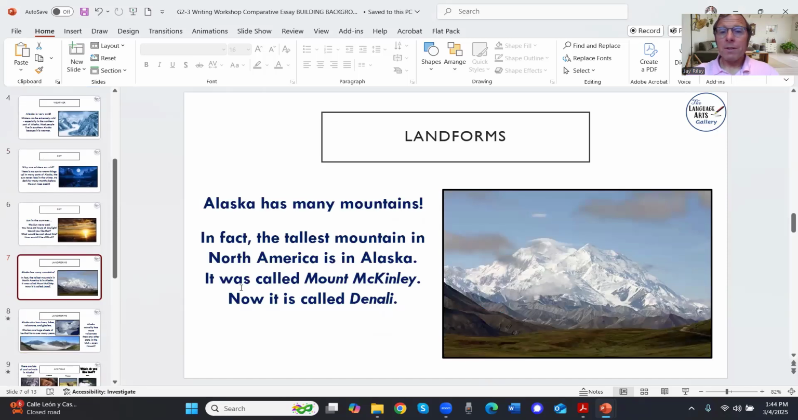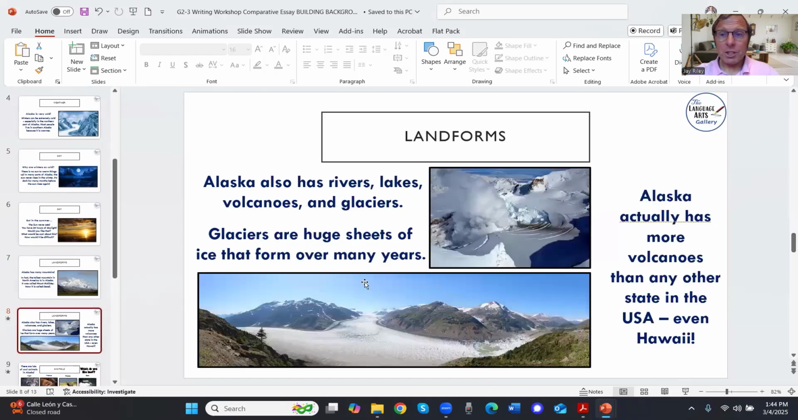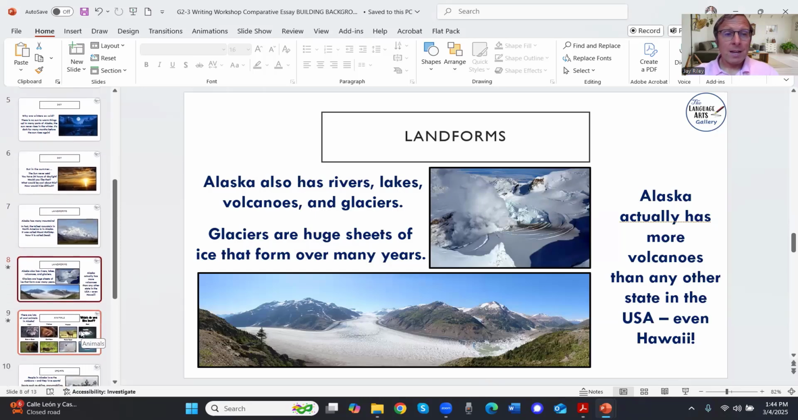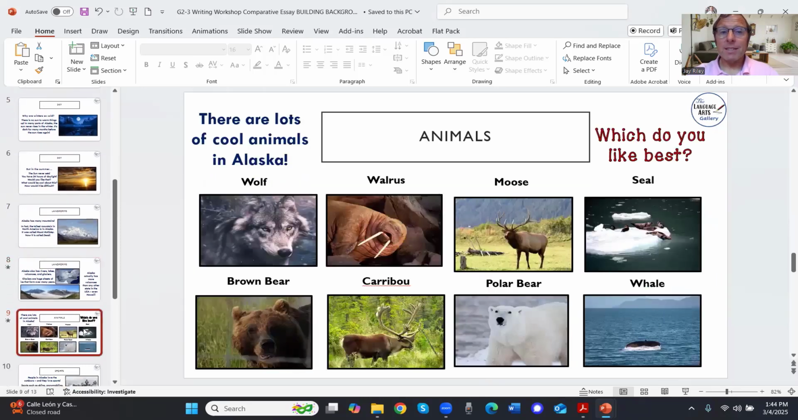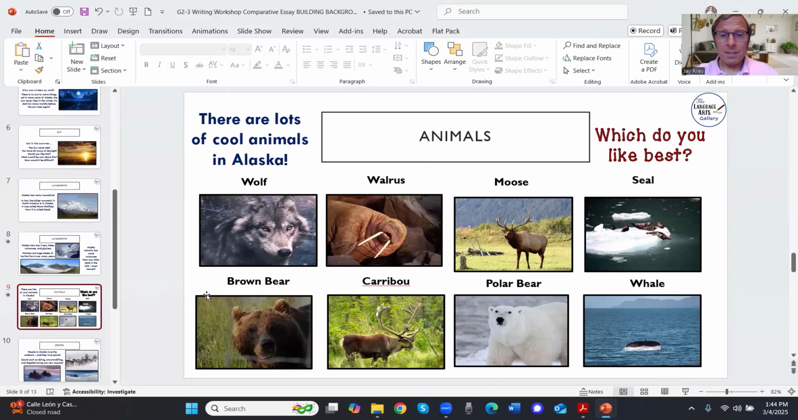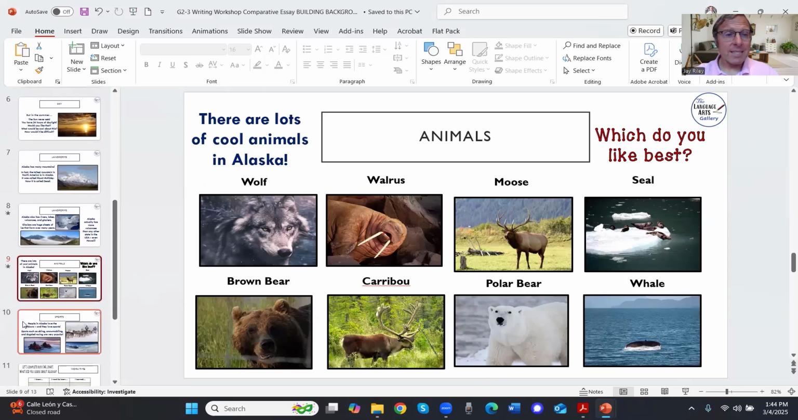And then we can talk about the many beautiful landforms in Alaska, the mountains and the glaciers. This is great to pair with your science lessons if you're teaching on different landforms. My students always love learning about the different animals in Alaska. This is, again, something you could do a mini lesson on or tie to a story that you're reading. I've done lots of stories about brown bears and wolves. I've also taught stories about seals.